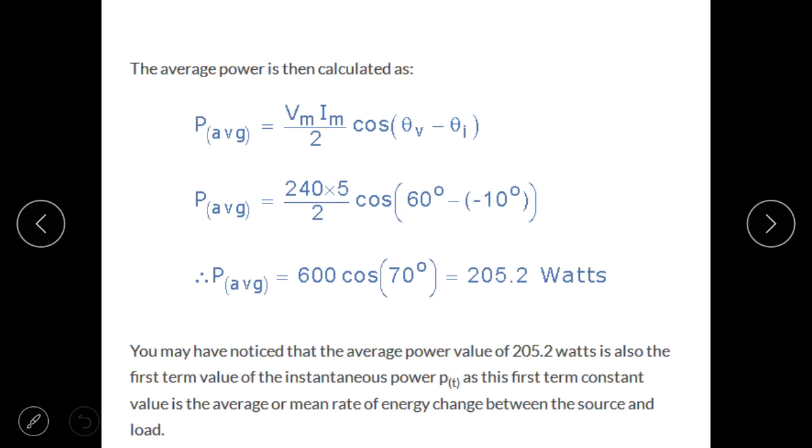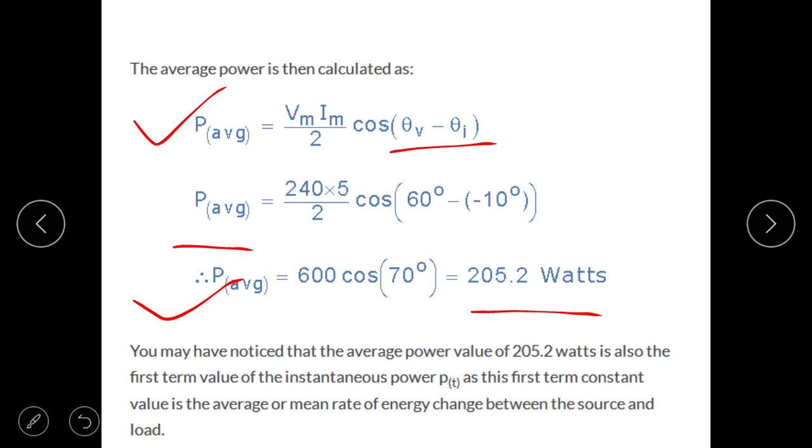Now the average power is calculated as P average is equal to Vm Im by 2 cos(theta V minus theta I). So P average is equal to Vm Im by 2 cos theta. The theta is equal to 60 minus 10, that is equal to 70 degrees. The average power is 600 into cos 70 degrees, that is 205.2 watt.